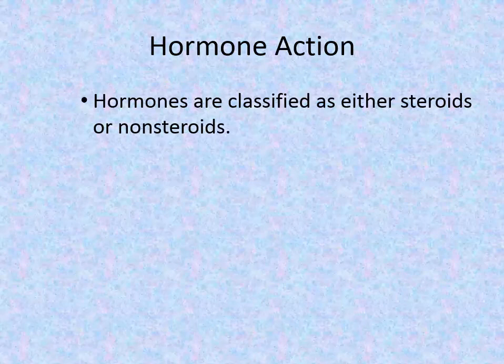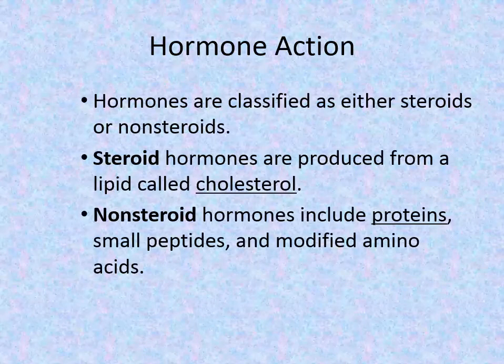So when we talk about hormones, there are two types. You have steroid hormones and non-steroid hormones. The steroid hormones are made of lipids. In particular, they are made of cholesterol. This is a good kind of cholesterol. And then the non-steroid hormones include proteins. Now, you've learned by now that if you see the word peptide or amino acid, immediately your mind should go to the word protein.